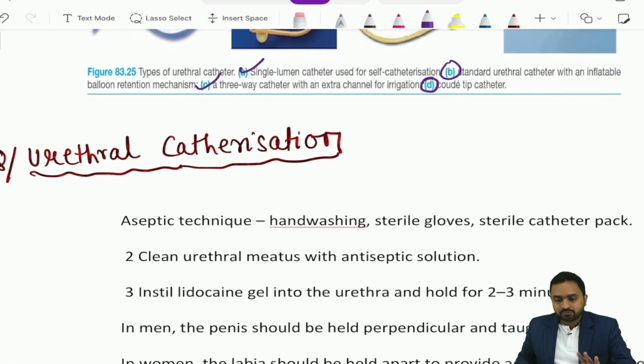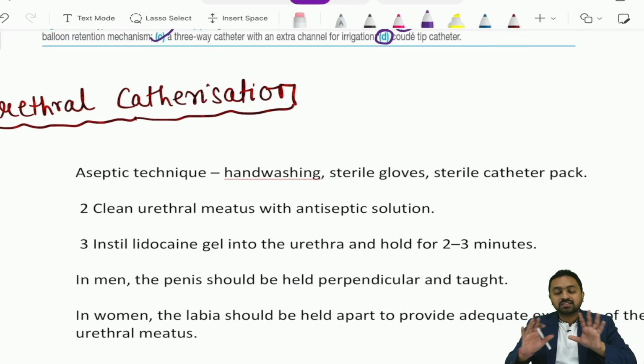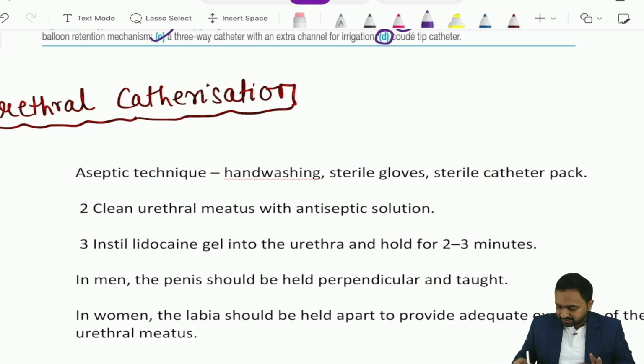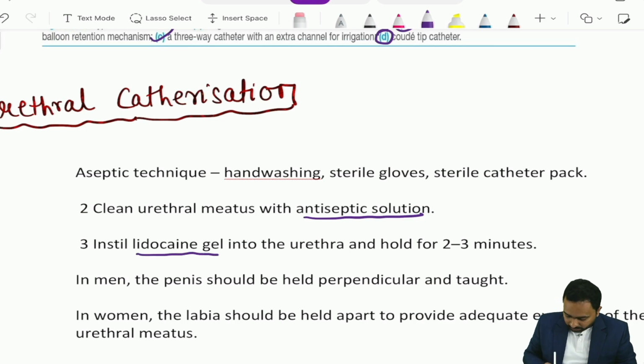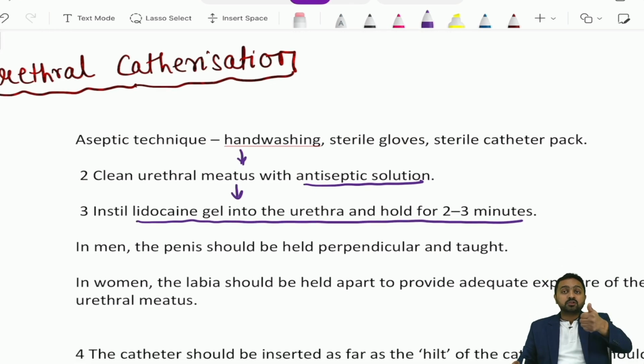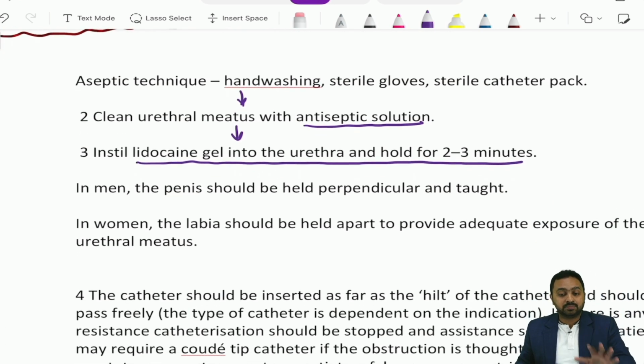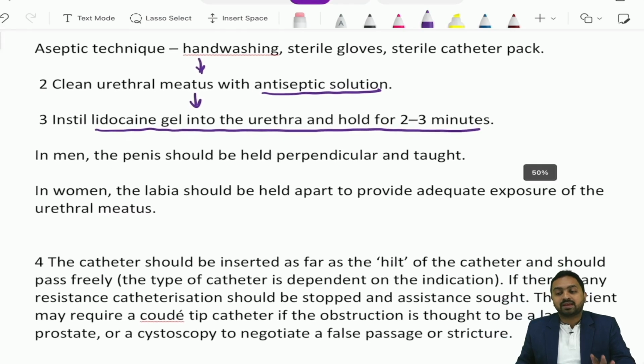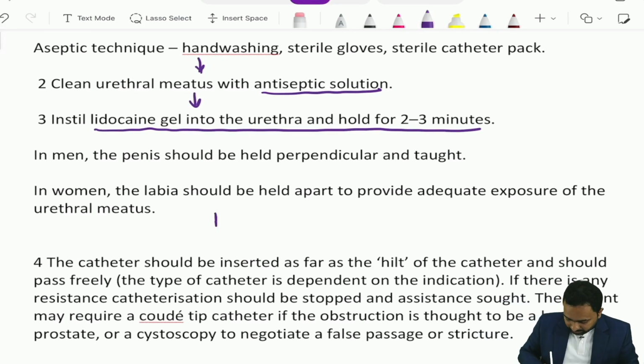Now the various steps of urethral catheterization. First it has to be done in an aseptic technique, so you need proper hand washing, sterile gloves, and a sterile catheter pack. Step 2 is to clean the urethral meatus with antiseptic solution. Then instill lidocaine gel into the urethra and hold it for 2 to 3 minutes. In men, the penis should be held perpendicular and taut, whereas in women the labia should be held apart to provide adequate exposure of the urethral meatus.